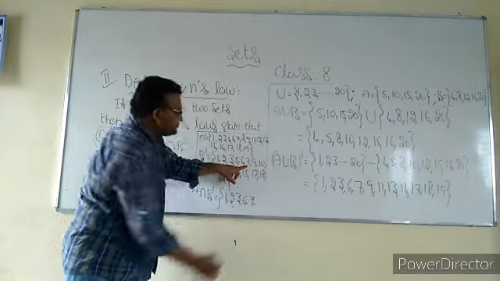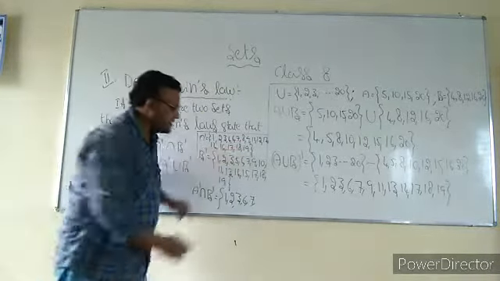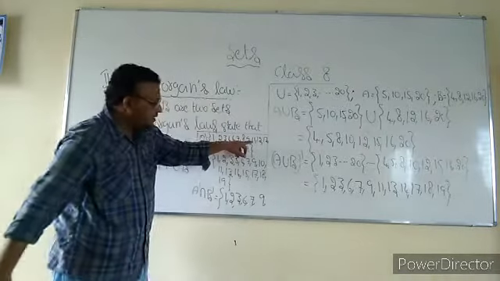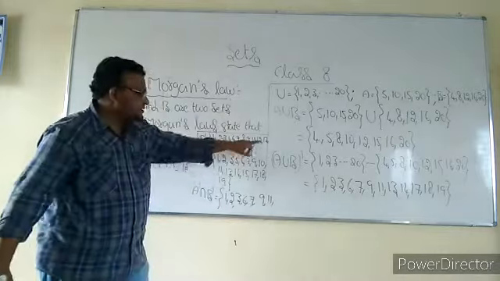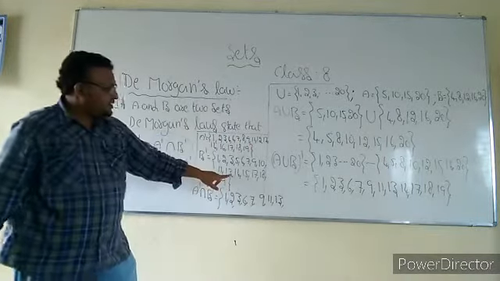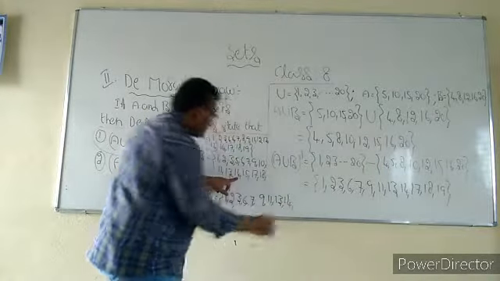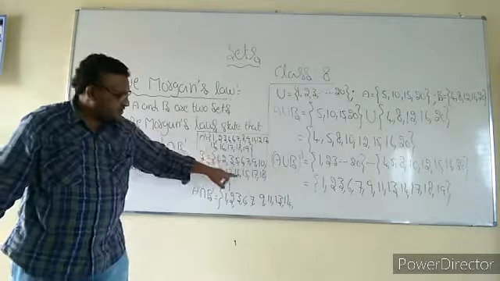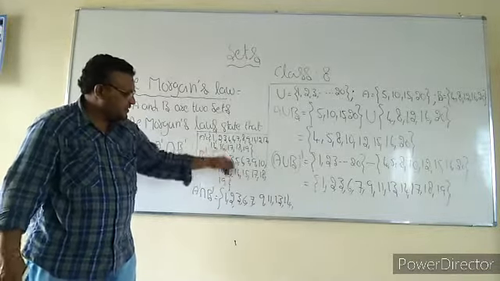Next 8, here 8 is not there, leave it. Next 9, common. 11, yes, here also 11, write down. Next 13, here also 13, write down. Next 14, here also 14. Next 16, 16 is not there, leave it. Next 15, here 15 is not there, leave it.